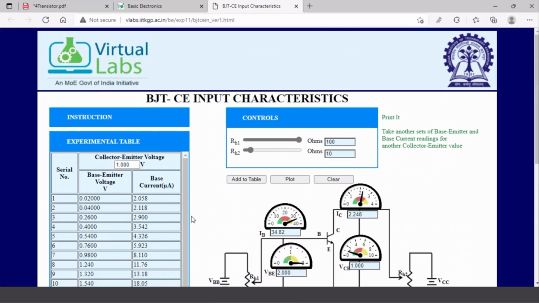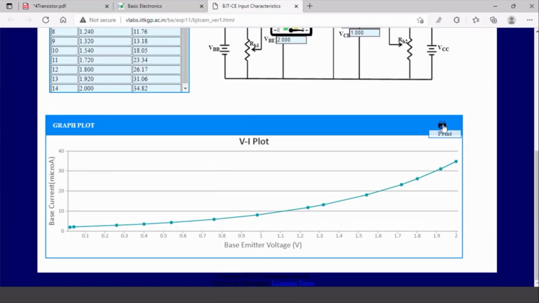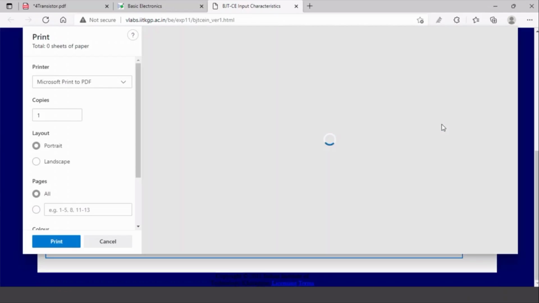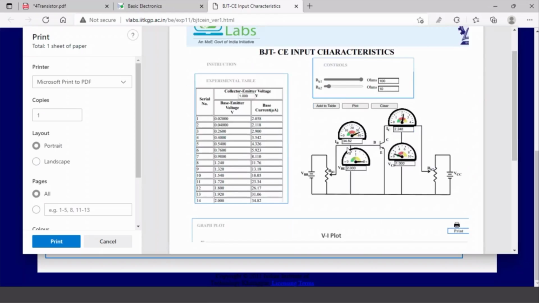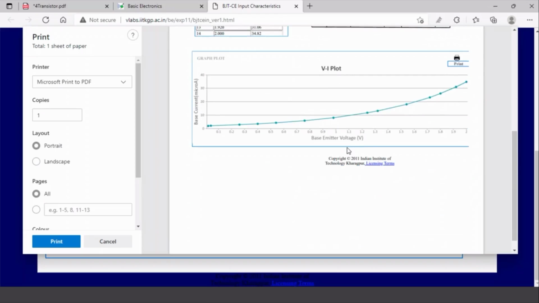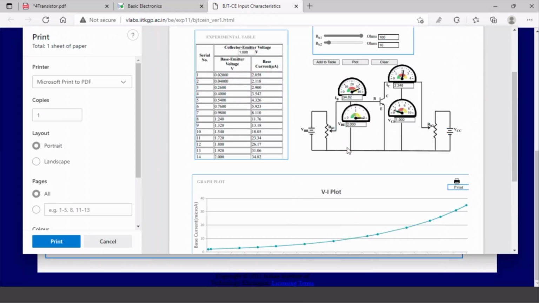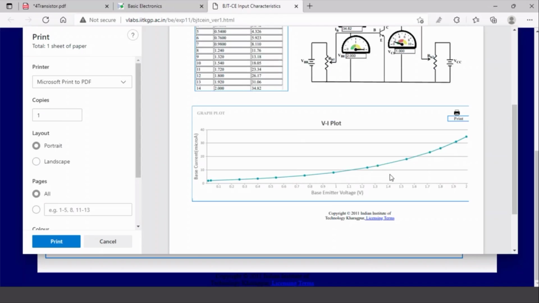Fine. So this is something which you have done. Now there is an option of printing this graph also. So click on this print, and you will be getting this printing option, and you can save it for your reference later, like this. Is it clear? So for this set of values, you are getting this particular plot.